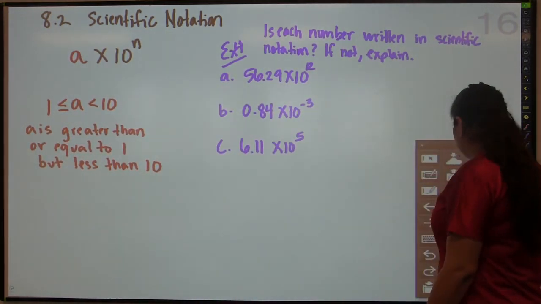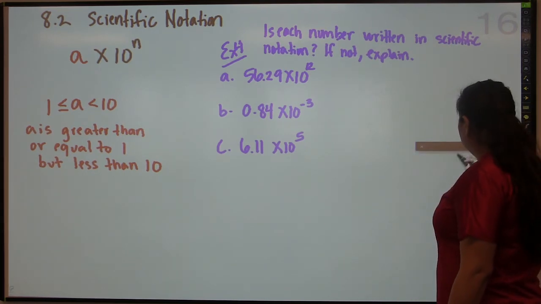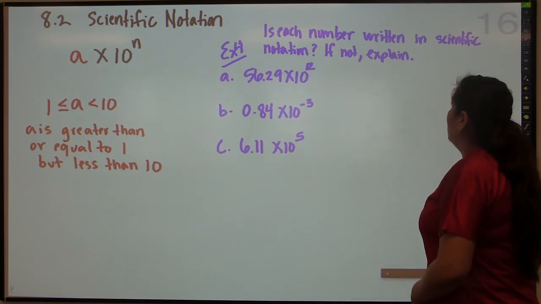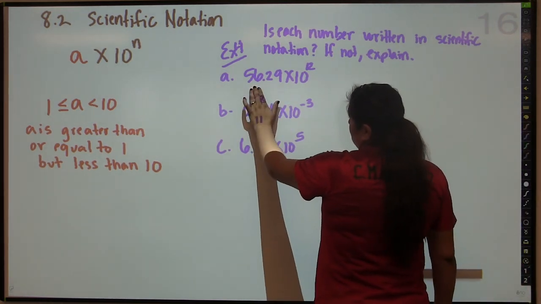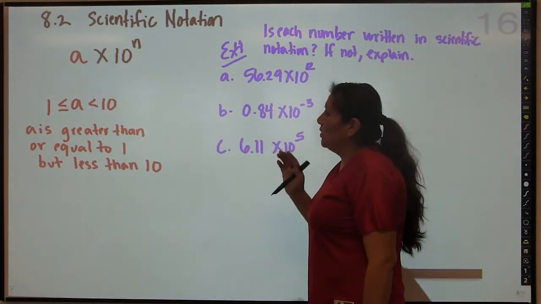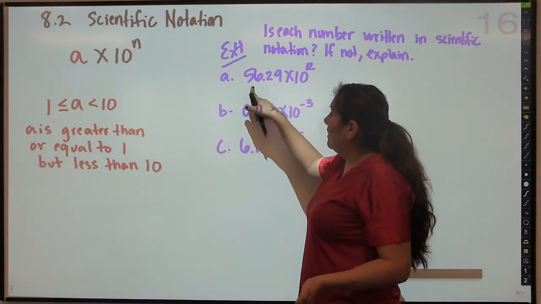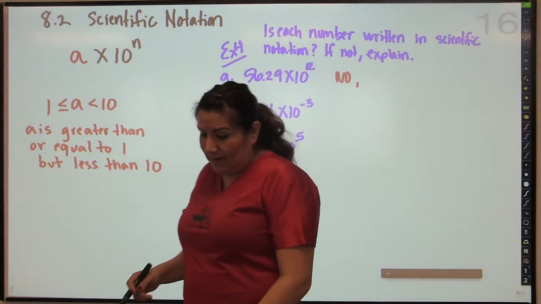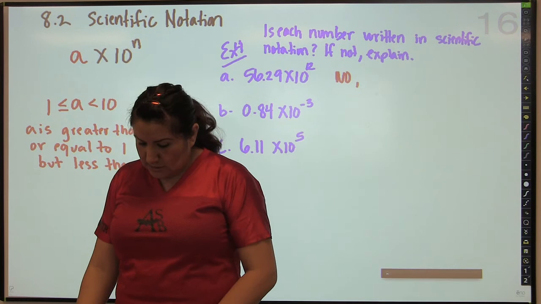So here's an example. The easiest way to do this is to just show you some examples, and hopefully they'll make sense. Okay? So here we go. This question says, this is example 4, is each number written in scientific notation? If not, explain. So I'm looking at A, and it says 56.29. The number in front of the times 10 has to be between 1 and 10. And 56 is so not between 1 and 10. So the answer is no. And when it says to explain, we're going to explain that 56 is larger than 10 and therefore doesn't qualify.